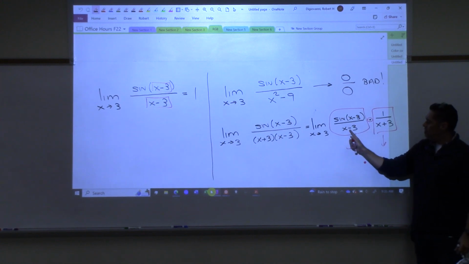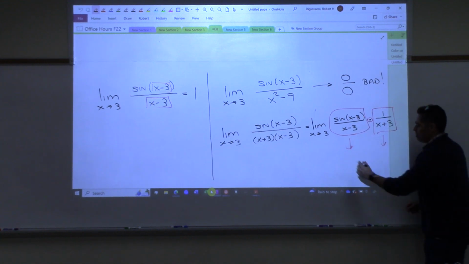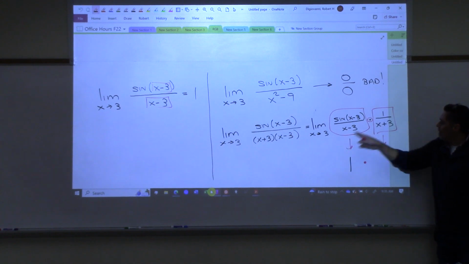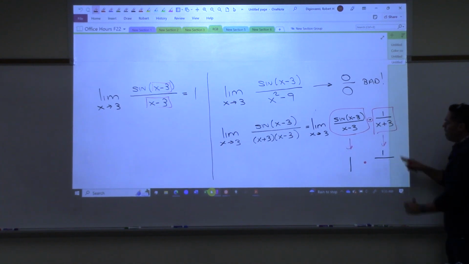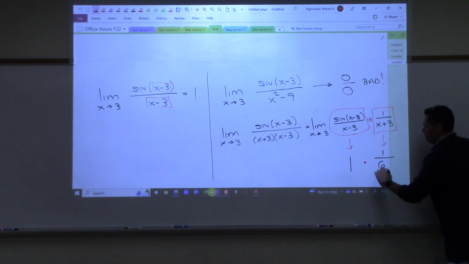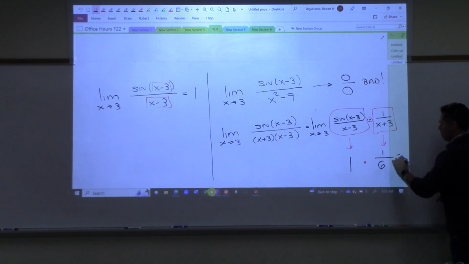Sine of junk over junk. The junk goes to 0. We're taking the limit. It goes to 1. So this goes to 1. This, plug in 3, right? I get 1 on top. And on the bottom, I get 3 plus 3, which is 6. So your answer is 1 times 1/6, which is 1/6. Y'all see that?